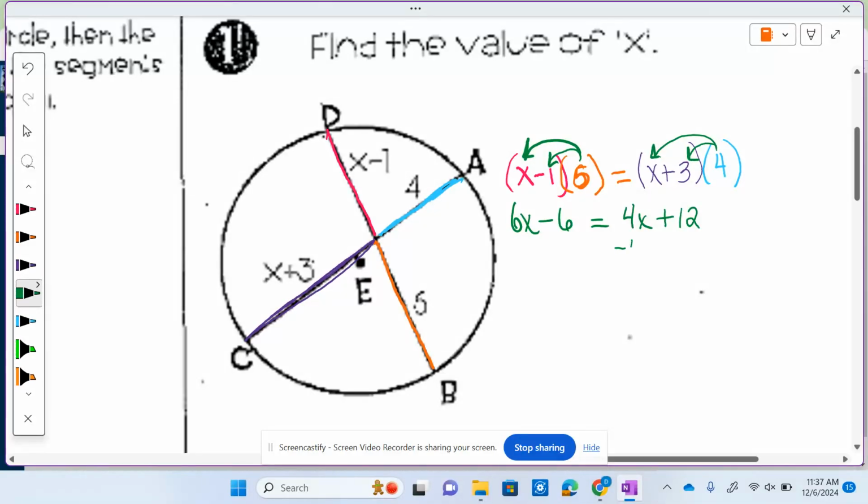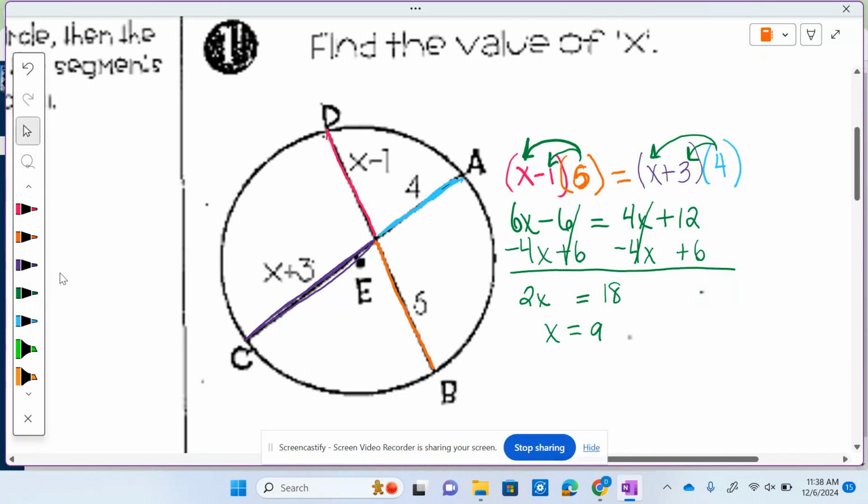So I'm going to subtract 4x from both sides, but I'm also going to add 6 to both sides. I'm doing that at the same time. Are you guys okay with that? So 6x minus 4x is 2x. 2x equals 18, which means that x equals 9. So let's label our segment. This segment is 12 units long. 12 times 4 is 48. This is 9 minus 1, which is 8 units long, and 8 times 6 is also 48. So it works. Do we feel great about that?